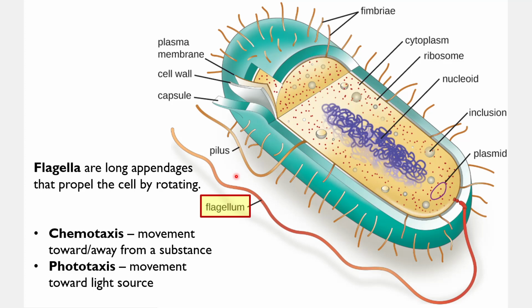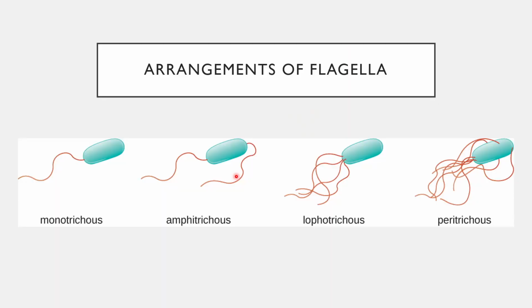There are several different patterns in which flagella can be arranged on the exterior of bacterial cells. Monotrichous flagella represents a single flagellum that is projected off of either one or the other end of the cell. So the example that we've been looking at has a monotrichous flagellum.